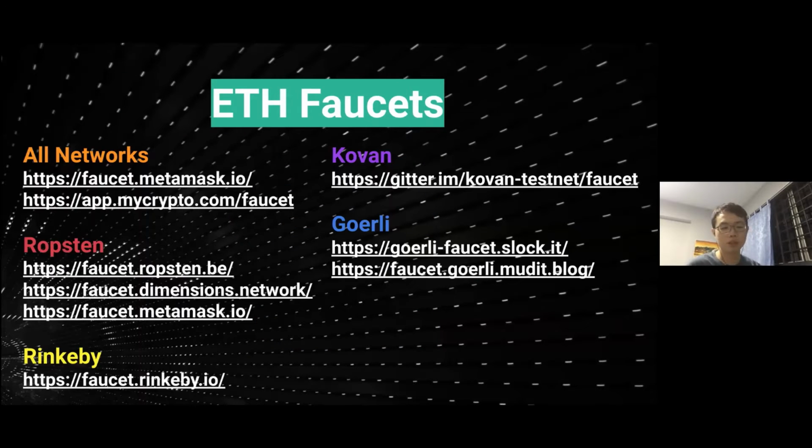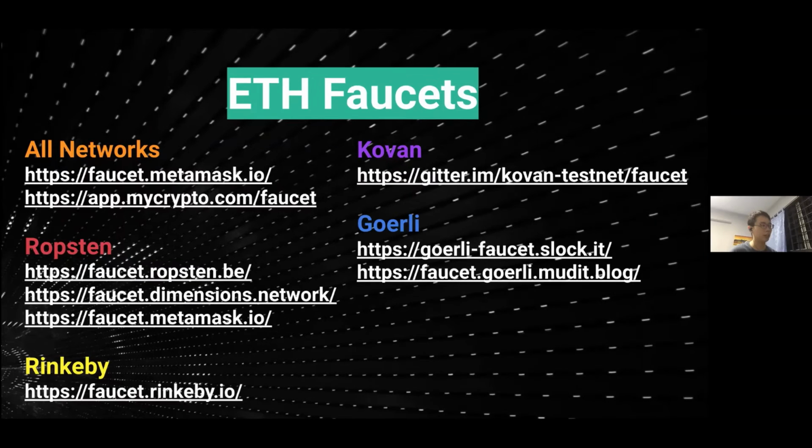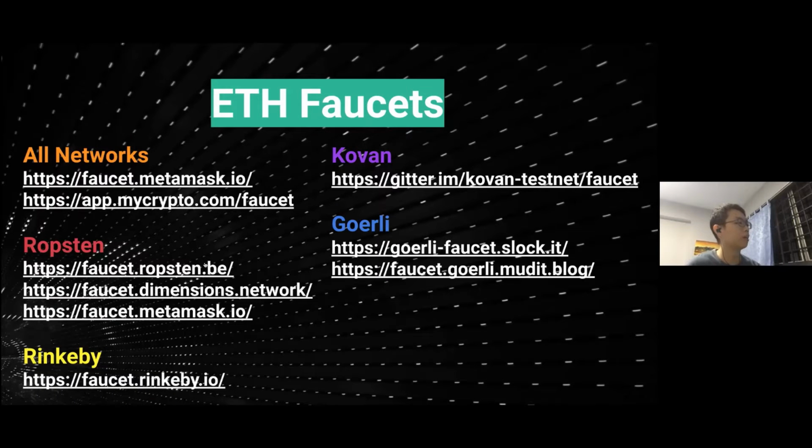So first of all, to get started, you're probably building on a testnet. These are some of the public testnets that you can use: Ropsten, Rinkeby, Kovan, and Goerli. First, you want to get your hands on some testnet ETH if you're going to test on a public testnet. For all networks, you can use the faucet by MetaMask. There's also a new one, I think they announced it last week or so. Then there are faucets for Ropsten, Rinkeby, Kovan, and Goerli.